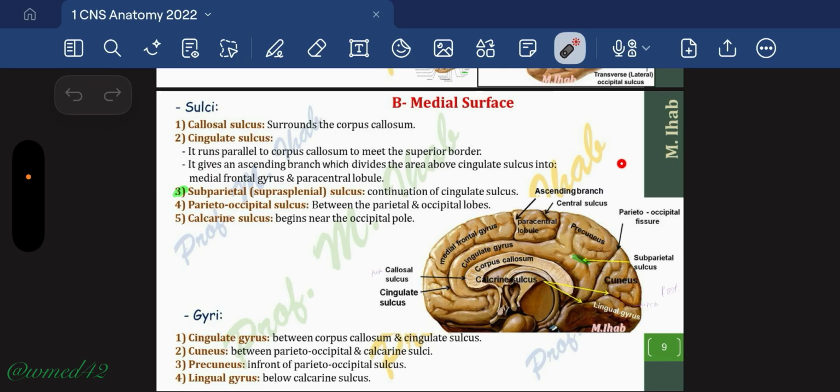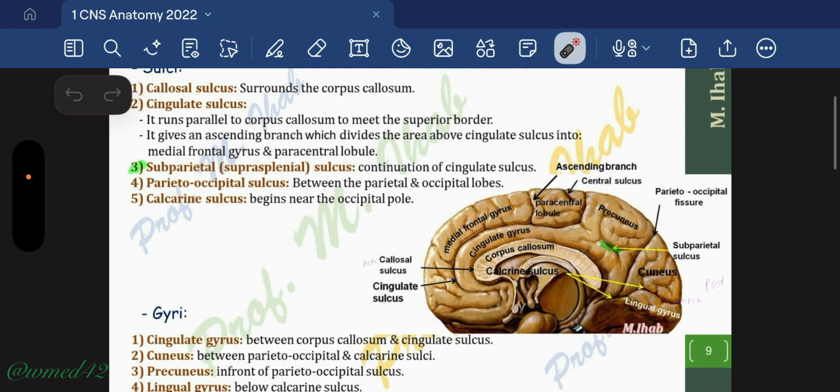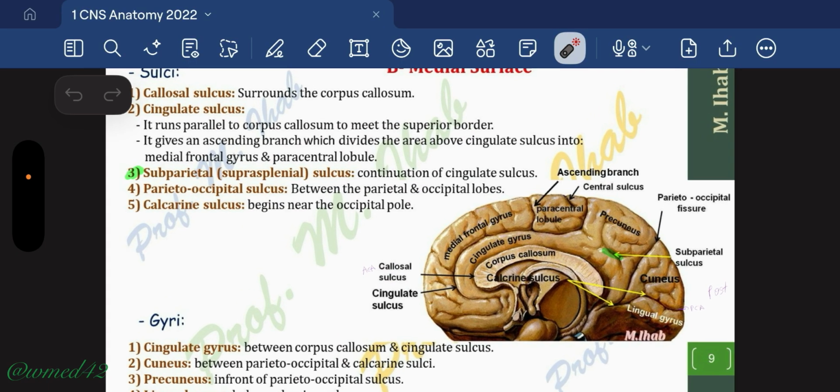So we have the callosal sulcus, cingulate sulcus, right here after the callosal sulcus, subparietal or suprasplenial sulcus, subparietal sulcus right here, parieto-occipital sulcus, and calcarine sulcus.